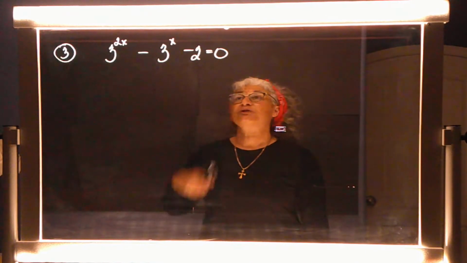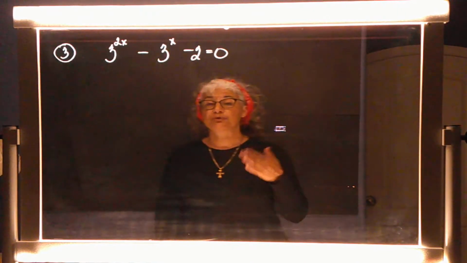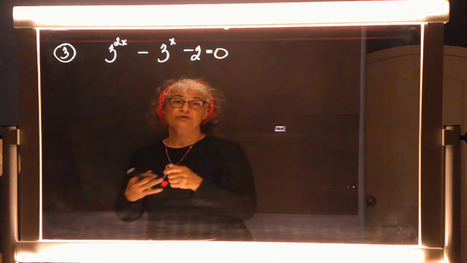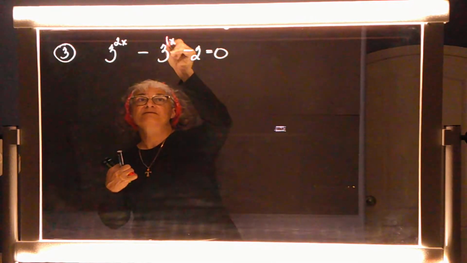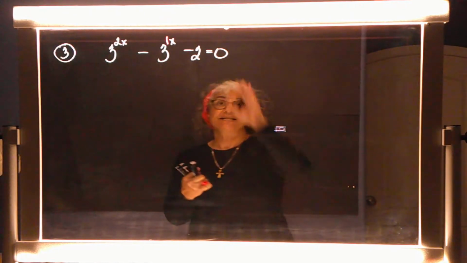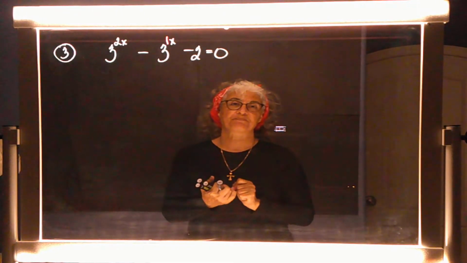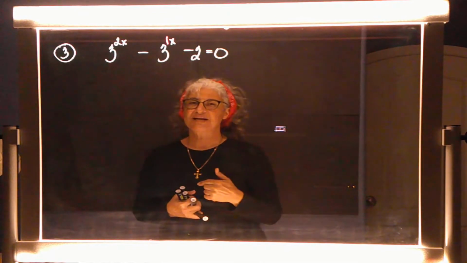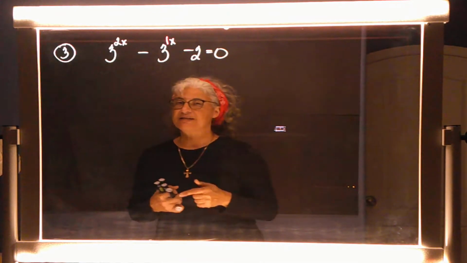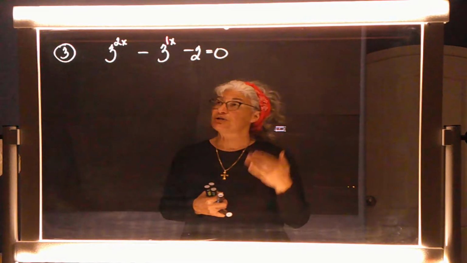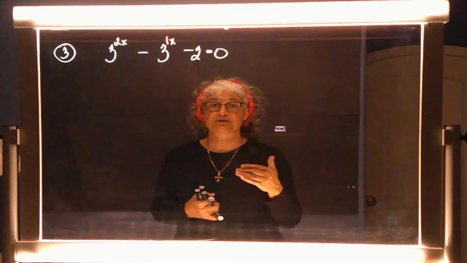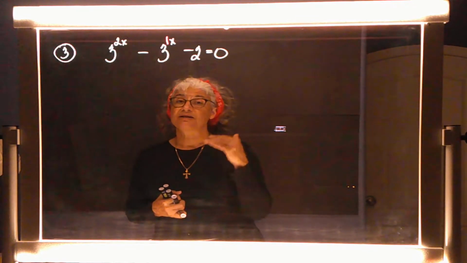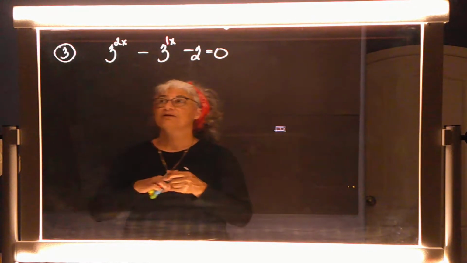Okay, so let's take a look at this third example. Do you notice I have a power of 2x and I also have a power of 1x? And it's equal to 0, isn't it? Does this problem look familiar? It kind of looks like the last one, doesn't it? It kind of looks like a second degree equation, doesn't it? But you have to know what your variable is. What's your variable? Yeah, your variable is 3 to the power of x.